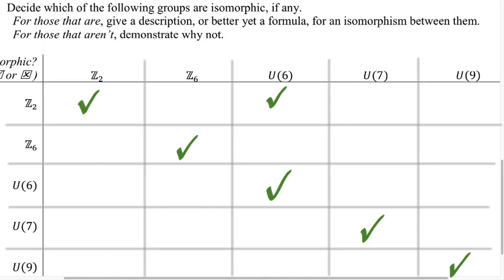The elements of Z2 are 0 and 1, right? The elements of U6 are 1 and 5. So they have different names. But how do we know that they behave in the same way? How do we know that the underlying structure of those groups is the same? Did you come up with an explicit isomorphism for these two groups?